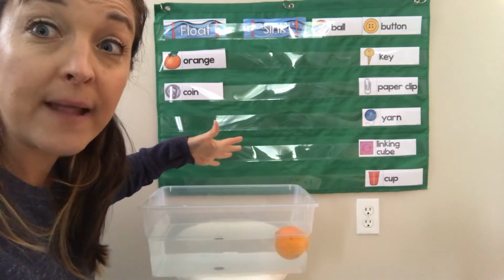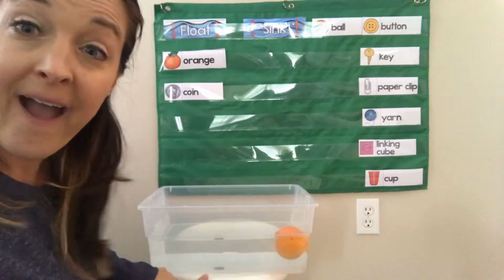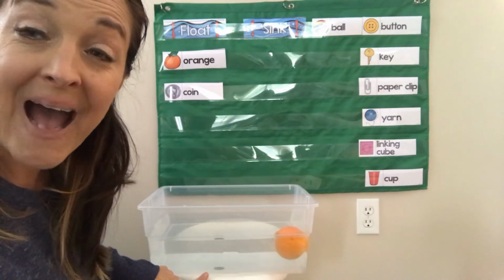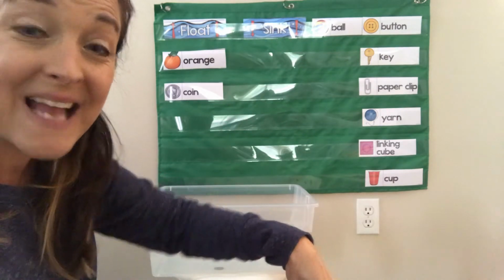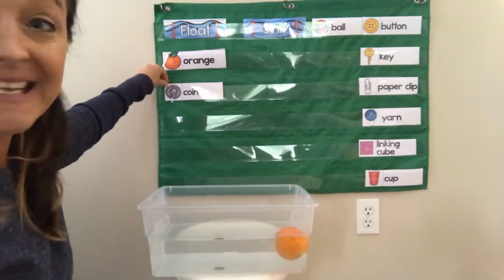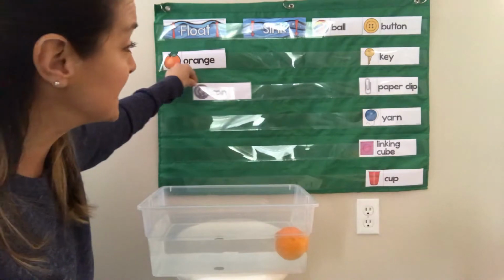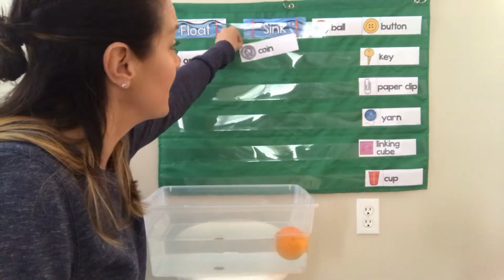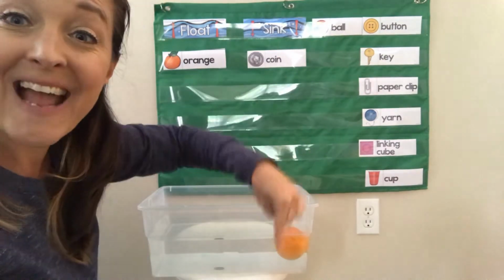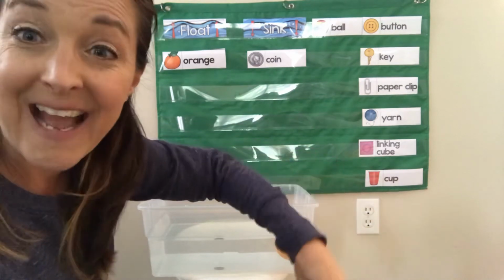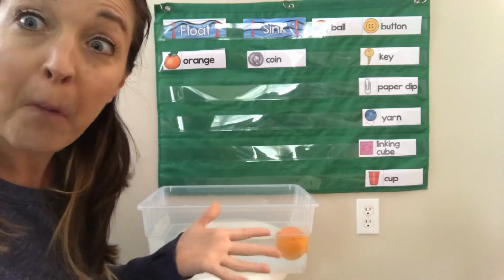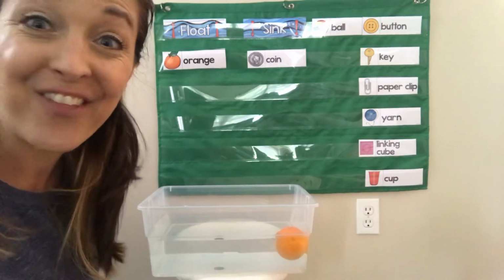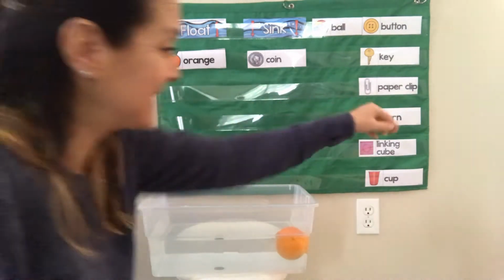What happened? It's at the bottom. It sank all the way down. It did not float. We need to slide it over here. It went down, down, down, down, down. The coin sank. That was so fun. Let's do another one. Let's get this one.